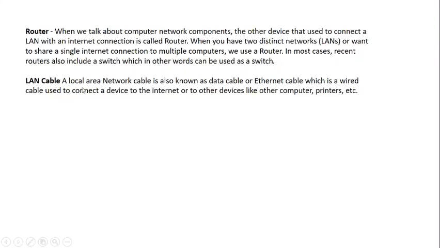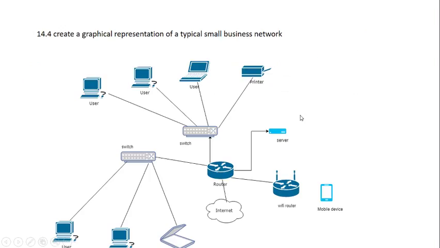A LAN cable is a local area network cable. It's also known as a data cable or Ethernet cable, which is a wired cable to connect devices to the internet, and computers and printers, etc. So that's a LAN cable. Typically you find it in any network; it's required.